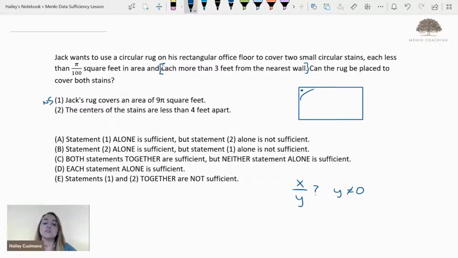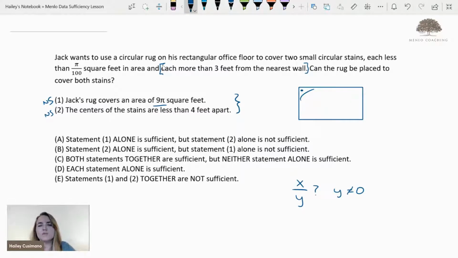Just knowing that the centers of the stains are less than 4 feet apart is also not particularly useful on its own because we don't know anything about the size of the rug. Now, when we put our statements together, here's where you guys had a bit of a divide. When we put our statements together, we know that Jack's rug covers an area of 9 pi square feet, but area is kind of an abstract way of thinking about this question because area doesn't give me a good dimensional sense of whether or not this rug will cover the two stains.